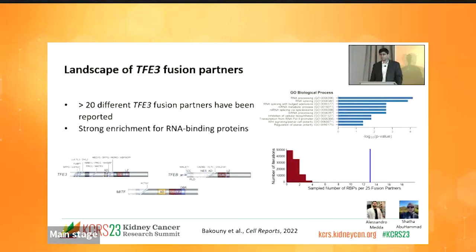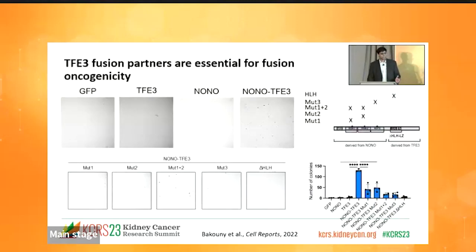And you can see that if you do that experiment, you normally get like 0 to 2 RNA binding proteins. But what's observed is the blue line, which is 13 out of the 25 TFE3 fusion partners that have been reported are RNA binding proteins. So it's a really very, very significant enrichment for this class of TFE fusion partners. So that raises the question of whether both the fusion partner as well as the TFE side are functionally important for oncogenicity. So we looked at this initially with one of the common TFE3 fusions, which is NONO-TFE3.